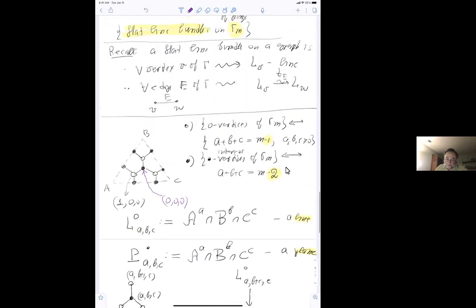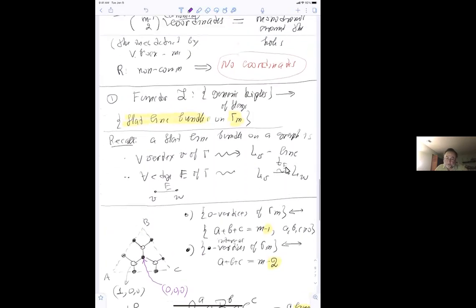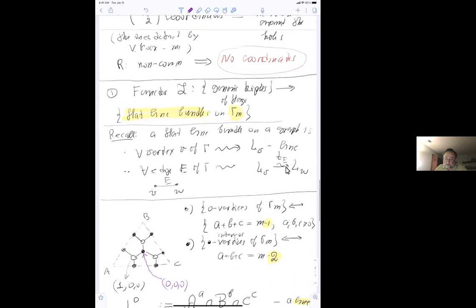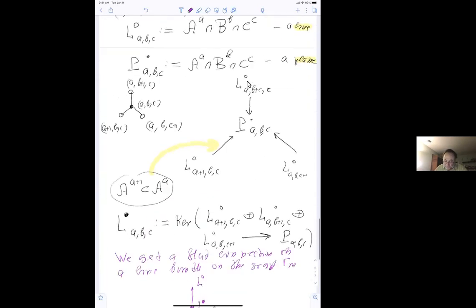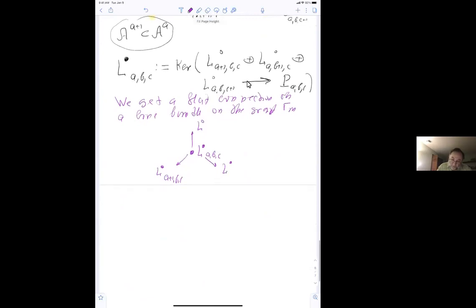Okay, now let me remind you what I want to do: I want to construct an equivalence. So far I started with generic triples and got a flat connection. Now I want to start with a flat connection and get a generic triple. So let me do it now. This I can call the reconstruction functor.